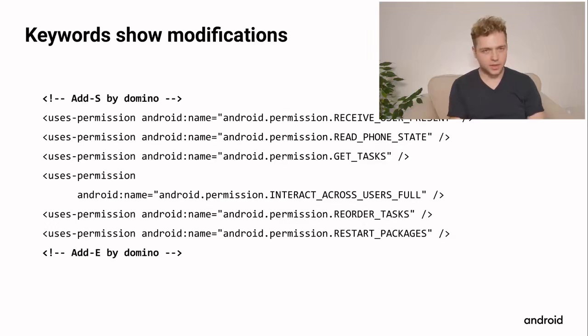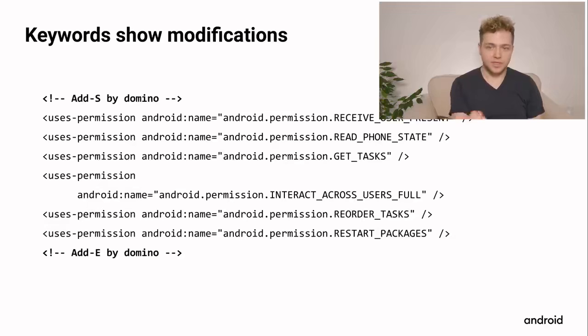So let's take a look at how the keywords are used in order to integrate the code to your platform. You can see that there are these comments in XML and there are similar comments in Java files and similar comments used throughout the source code package. So you have something like add S and add E. S stands for start and E stands for end, and all of them are, as you've seen in the README file, keyworded with Domino, which means that if you just grep for Domino, you will find all the changes.